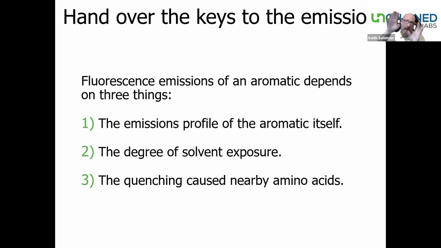So there's occasional solvent exposure, but most of the time the aromatics live in a hydrophobic space. But when they are exposed to solvent, you get a change in emission profile, and that change is usually to lower energy, higher wavelength emissions. And we refer to that typically as a red-shifted emission.